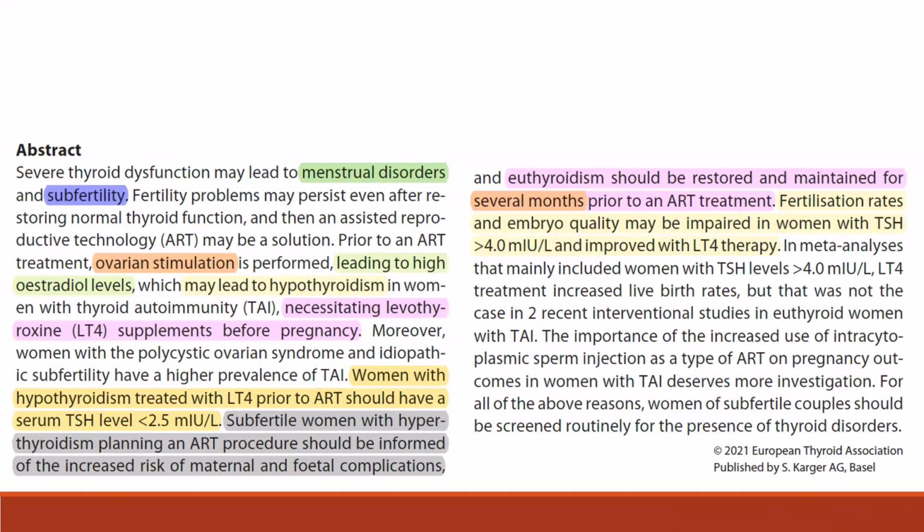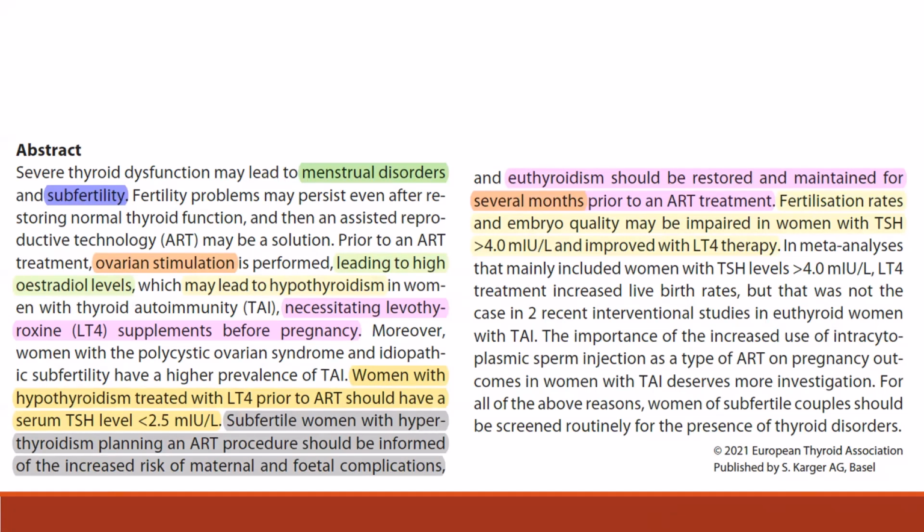that leads to hypothyroidism. And this is an indication to treat with levothyroxine, especially in a woman with thyroid autoimmunity. A woman with hypothyroidism treated with levothyroxine prior to ART should have a serum TSH less than 2.5. And this actually is a very repeated question in the exam. The target of TSH less than 2.5 for a female seeking fertility.